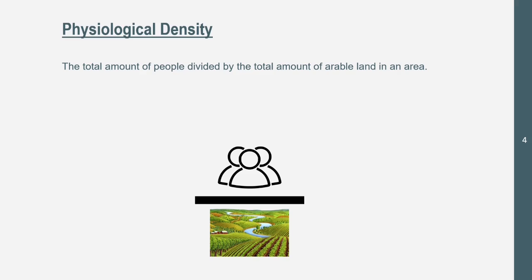The next type of density is physiological density, which is the total amount of people divided by the total amount of arable land in an area. Remember, arable land is area used to grow crops. Physiological density is better to determine a country's carrying capacity.